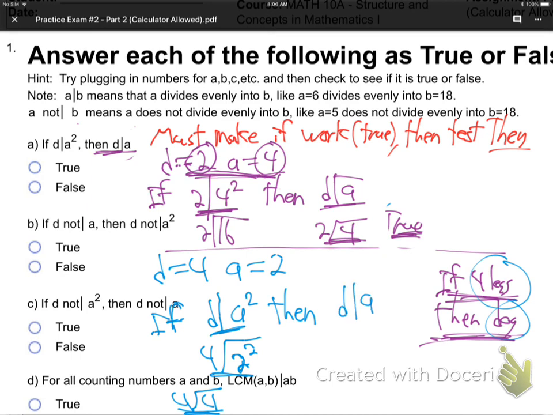Well, D goes into A. Let me see, what's that? 4 goes into 2. No, 4 doesn't go into 2. 4 is bigger than 2. See, the then didn't follow.